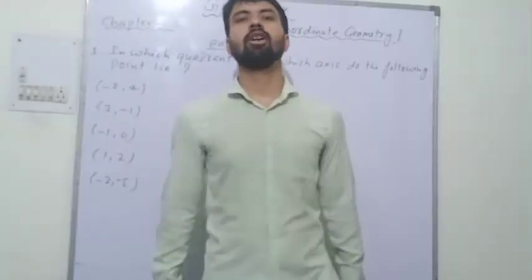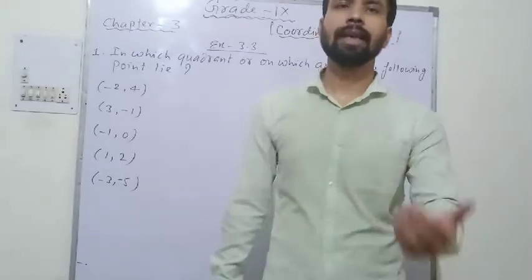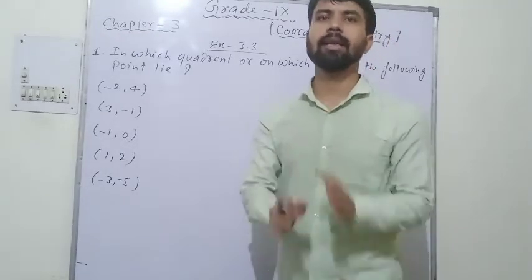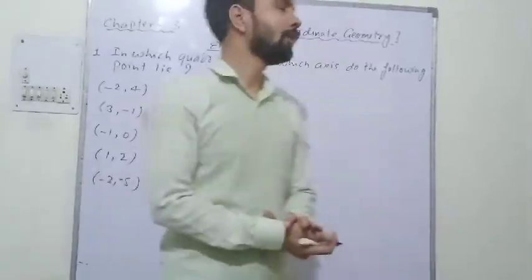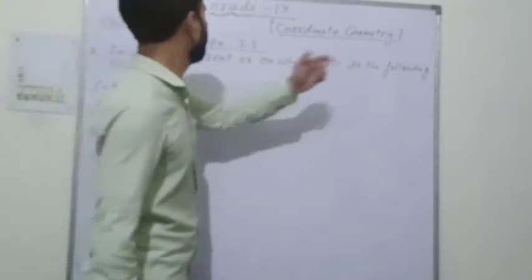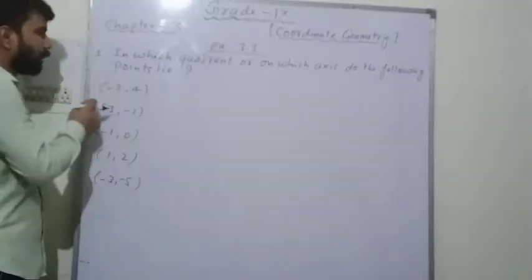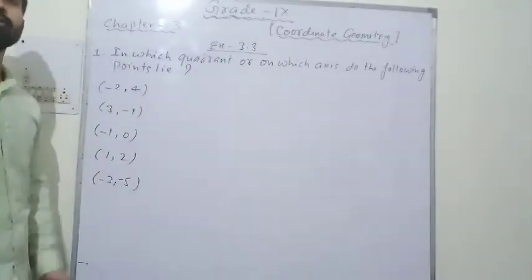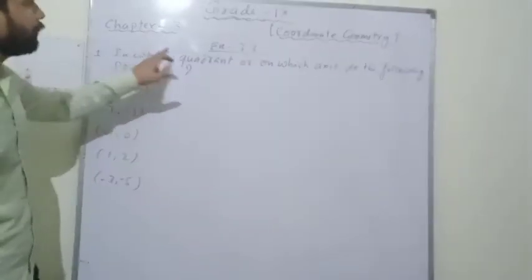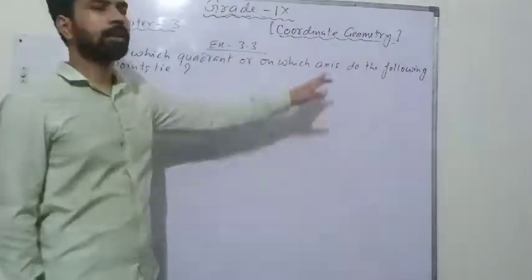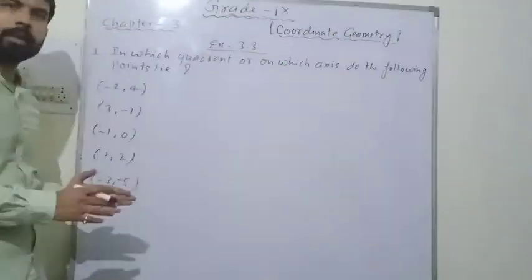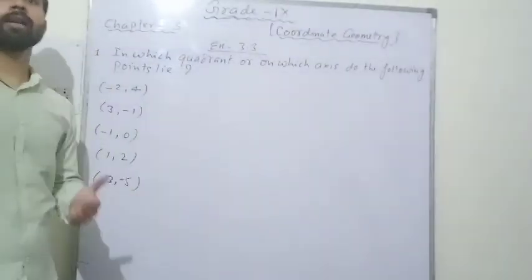Okay students, now I am going to explain the third exercise of this chapter, and this is the last exercise of this chapter. So 3.3, the very first question is: in which quadrant or on which axis do the following points lie? Because here some points are given and we have to find out in which quadrant or on which axis these points lie.